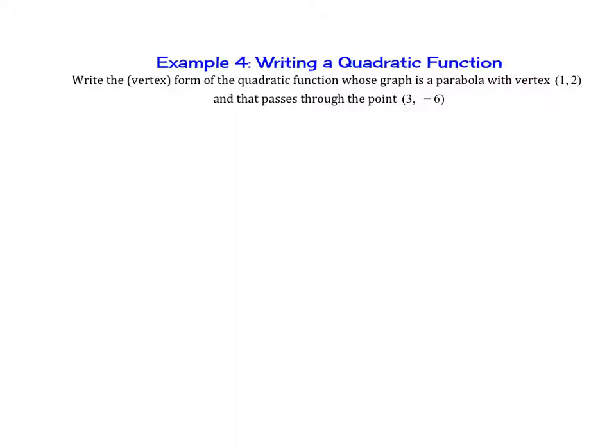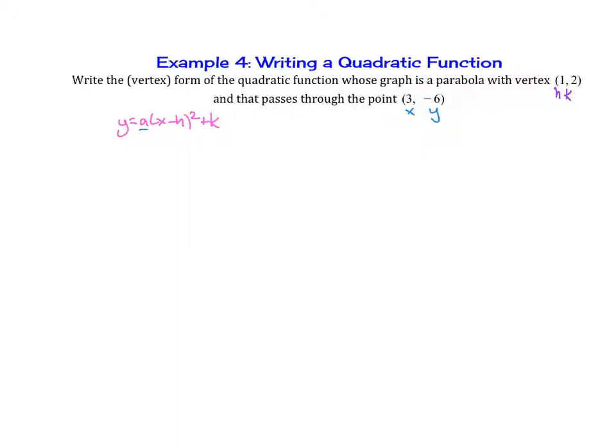So we know that the vertex form is y equals a times (x minus h) squared plus k. So we need to identify important pieces. We know the vertex is (1, 2), so that is our h, k. Then we know this point is just our x and y value on that parabola. So we're going to plug these in, and then we need to solve for a.